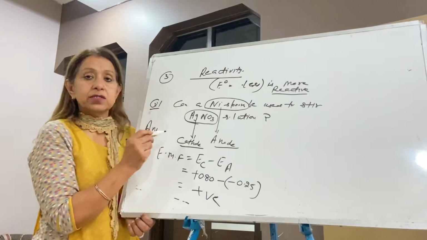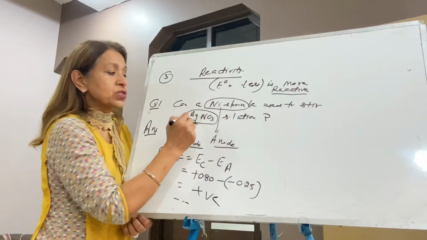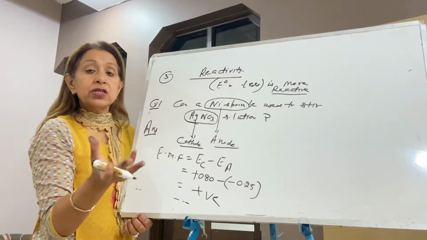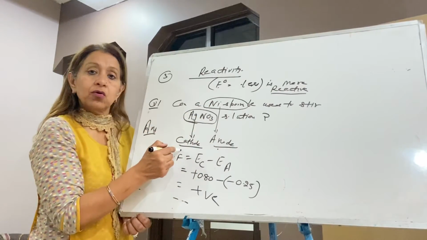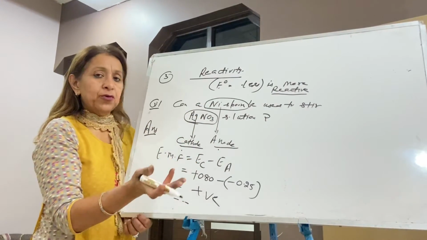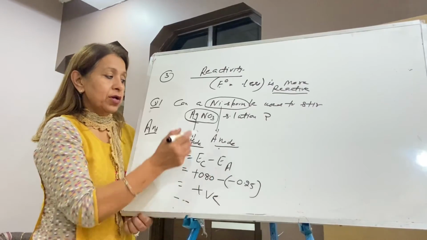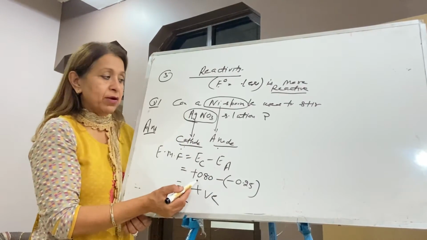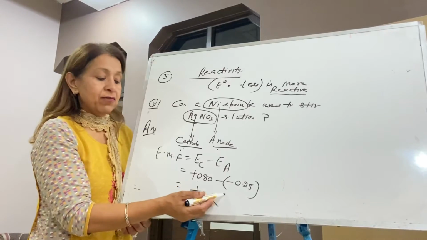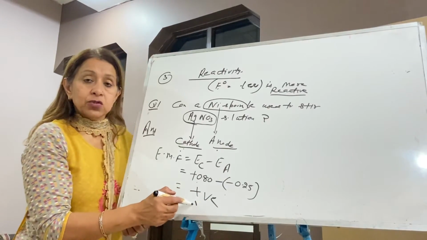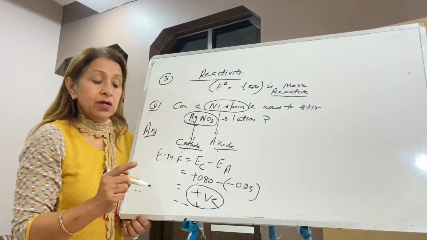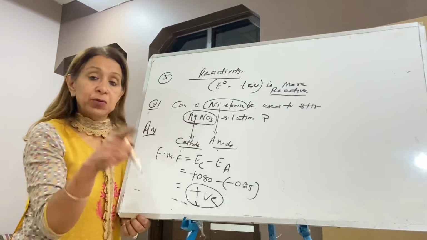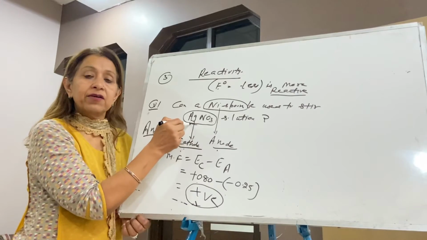Again listen, the question is, can a nickel spoon be used to stir silver nitrate solution? The solid spoon, make it anode. The solution, make it cathode. Write down EMF, no need to write the reaction. Cathode minus anode. Cathode is silver, the value will be given. Anode is nickel, the value will be given. Your answer comes positive. Now students, listen to me carefully. Because the EMF comes positive, a reaction will take place between the nickel spoon and silver nitrate.